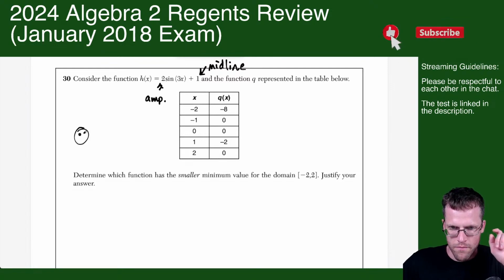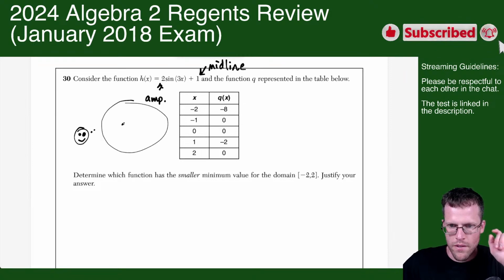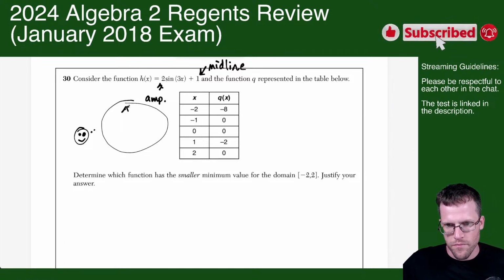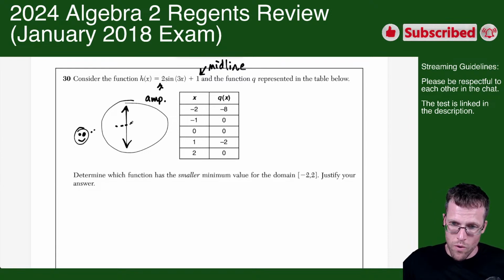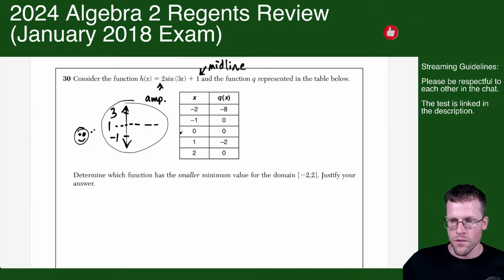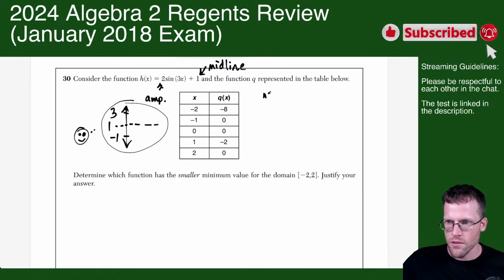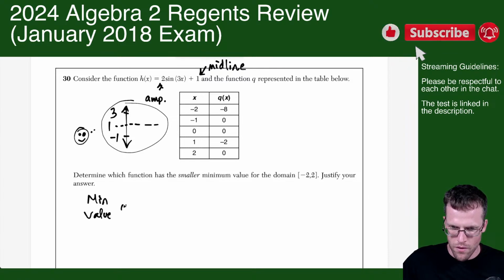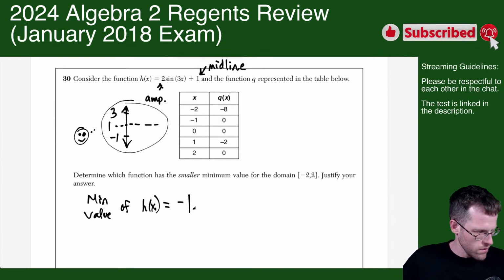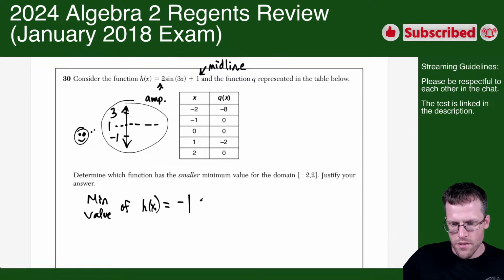So what I'm imagining, or I could even draw it out, is I just imagine the y-axis. I don't really need to trace the curve itself. But I know if the midline is at 1 and the amplitude is 2, it's going to go 1 plus 2 is 3, and 1 minus 2 is -1. So the min value of h of x is equal to -1. Okay, so that's the minimum value of h of x is -1.